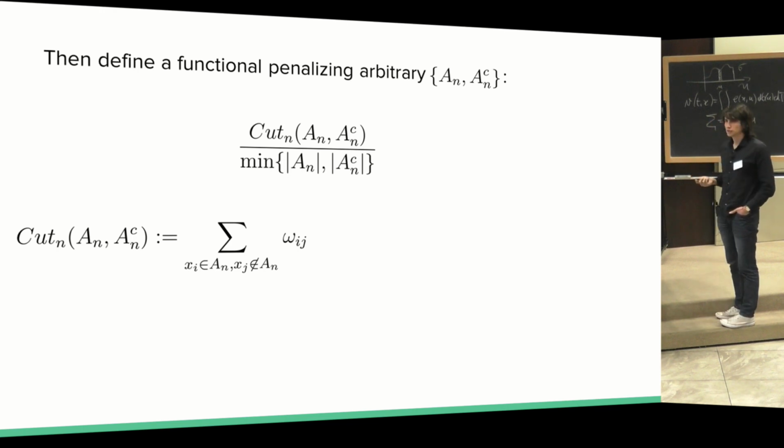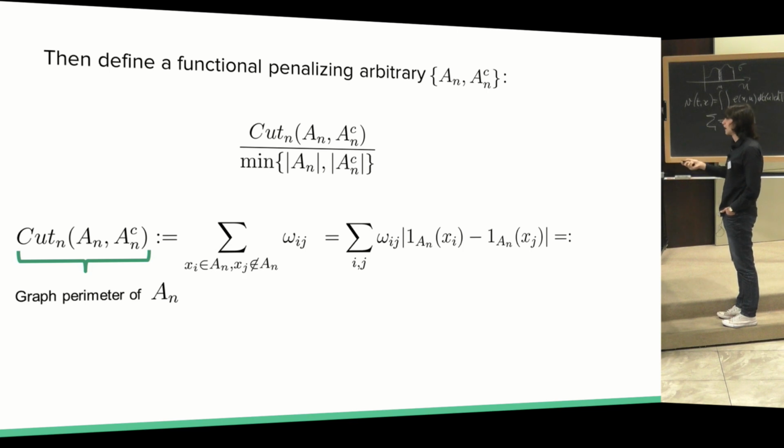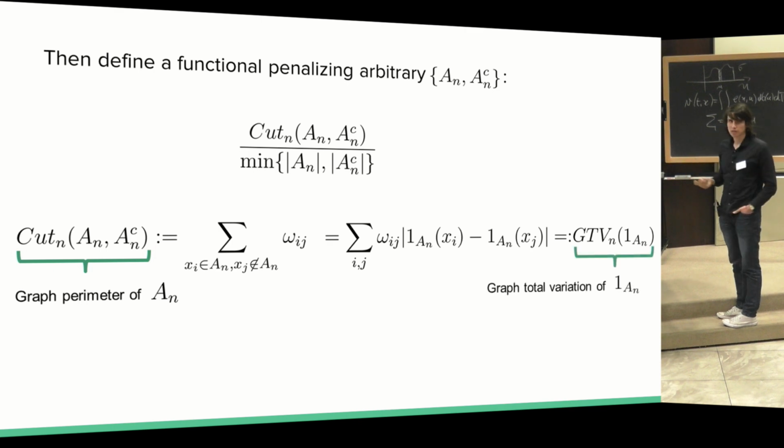is going to be a cut functional. The role of it is just to measure interfaces between sets in the cloud. So basically what you do is just count how many edges there are between one set and its complement, and you can call that a graph perimeter. You can rewrite it in this way, up to a scale of 2. Written in this way, this looks more like a total variation of an indicator function.